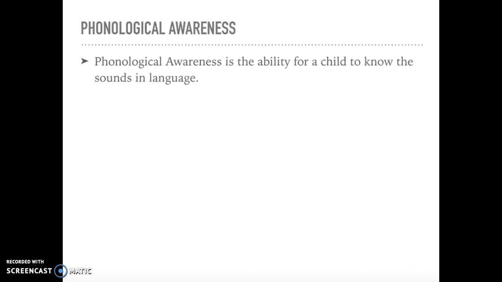Phonological awareness is the ability to know sounds in language. If a teacher is asking one of her students to make the sounds /m/ /a/ /k/, the student should be able to reply that the sounds make the word make. This must be mastered in order to be successful in other factors of literacy.